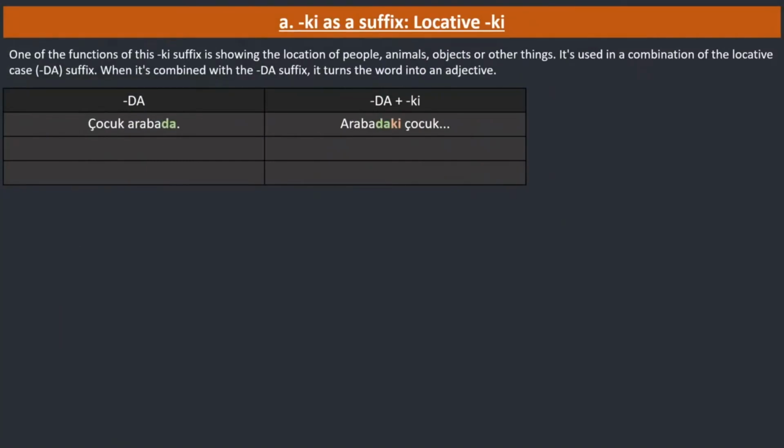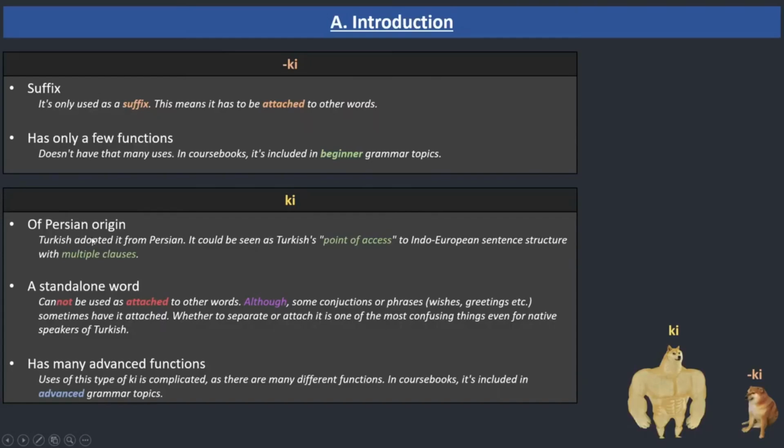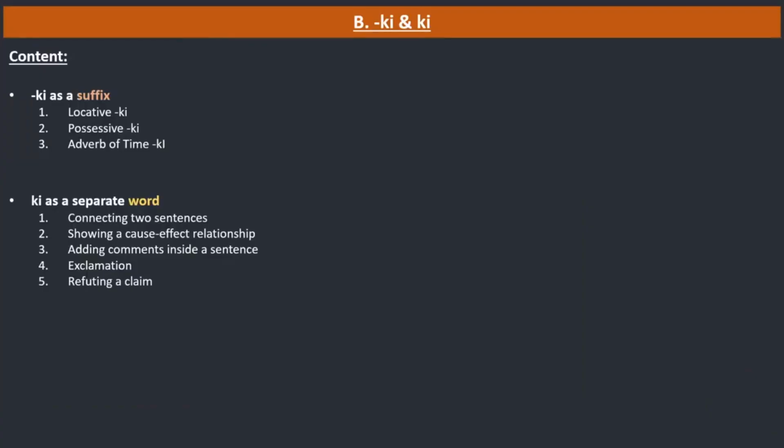And what is the difference between the both? Let's quickly go back. The first one is a suffix, the other one is a word, and they have different meanings. When I give you the PDF, you can read these parts, the part that you missed. And also these functions, you can take a look later.